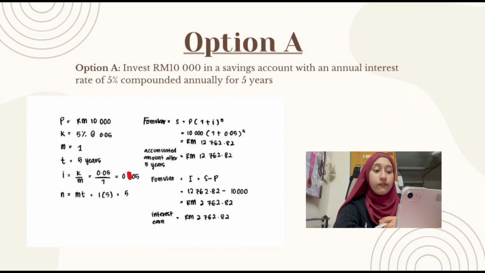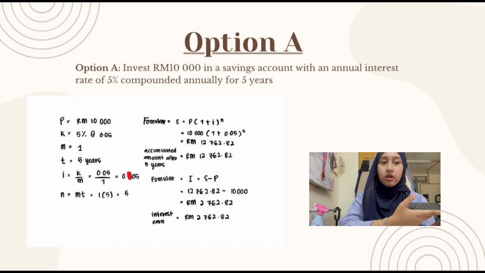And next, how to find our I. I is K over M. So 0.05 over 1 will be 0.05. Next, our N is M times T. M times T is 1 times 5. So your answer will be 5.